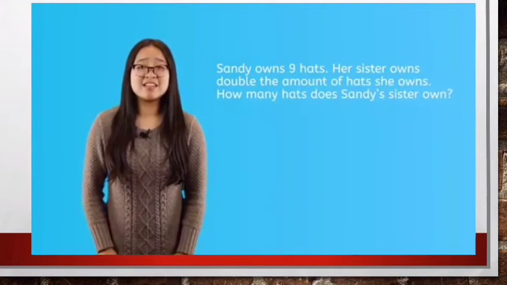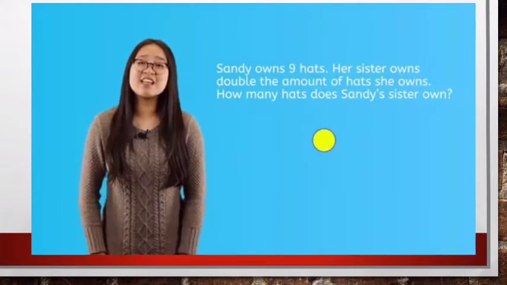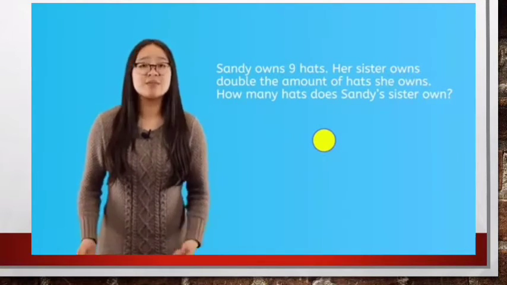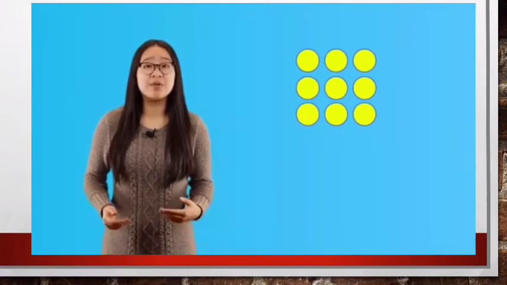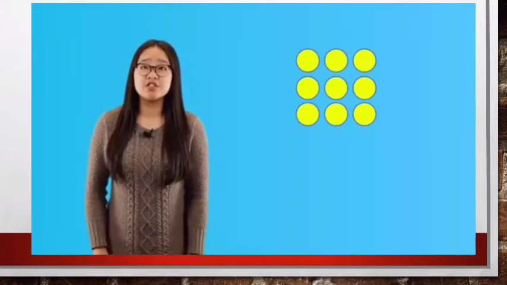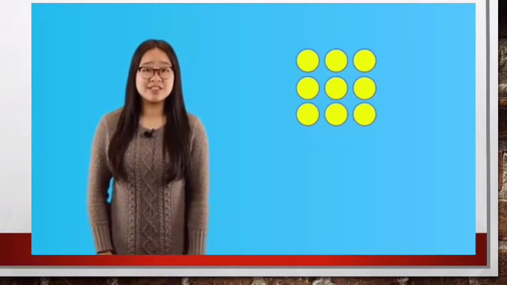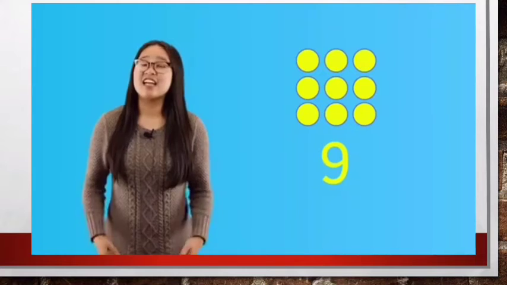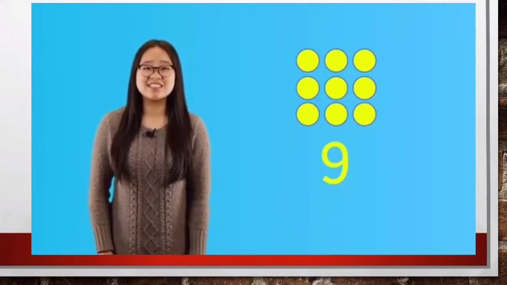Does this mean that we cannot act out or model the problem? No. In fact, we can model the problem. What we can do is use tokens or other objects to represent the objects in the problem. In our problem, we may not have many hats, but we can use these tokens to represent or stand in the place of hats. Here is what I mean. If we make each token be a hat, how many tokens will we need to show how many hats Sandy owns? That's right, 9. 9 hats equals 9 tokens.